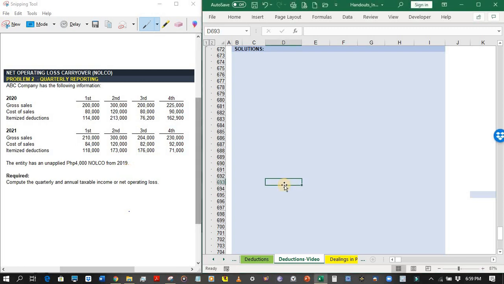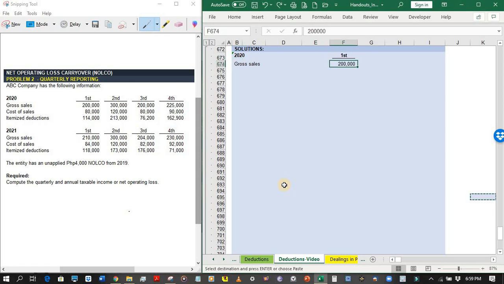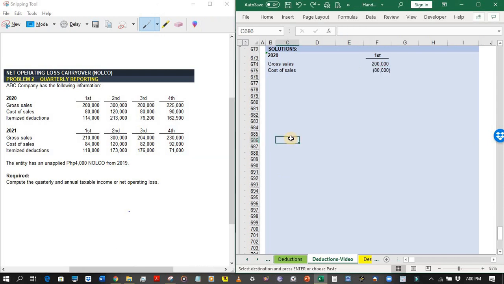To compute the taxable income in 2020, let's start with gross sales. For the first quarter, we have 200,000 pesos. Our cost of sales is 80,000 pesos. Then our gross profit for the first quarter is 120,000 pesos. Then let us deduct the itemized deduction of 114,000 pesos. So we have a taxable income of 6,000 pesos.